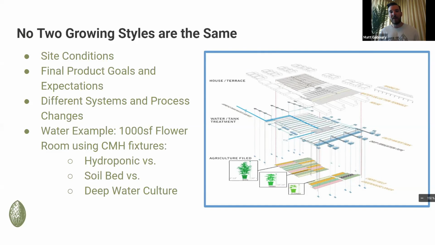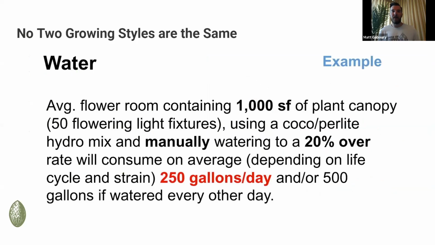So the three that we chose was a fully hydroponic system. So this is your conventional 20% runoff hydroponic coco coir medium. The second is an organic soil bed system. And then the last is a deep water culture system. So if you go on to the next slide, we've quantified what some of the average usages are.